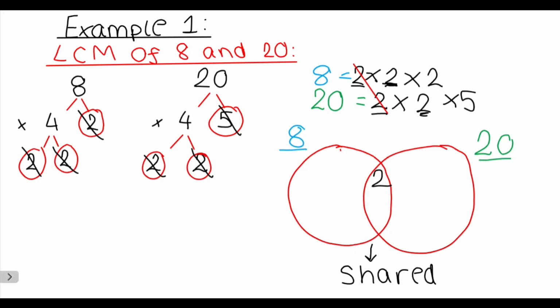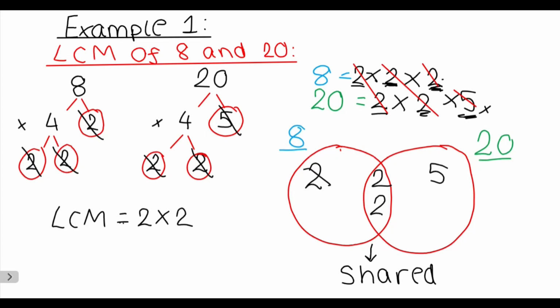So we're going to put that in the shared column and we're going to cross that off. But now in the next column, there's a 2 in here, but there's not another 2. There's a 5. So we're going to put those in their own columns. So that means the 2 is going to go in the 8s column and the 5 is going to go into the 20s column. Now that we have all of our numbers in our Venn diagram, to find the LCM, we need to times them all together. All of the ones that are in the Venn diagram. So that's going to be 2 times 2 times 2 times 5.